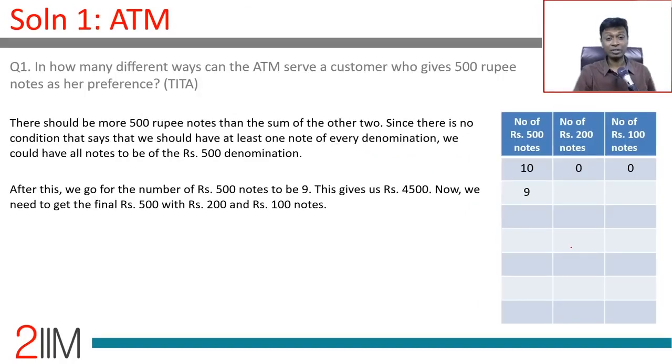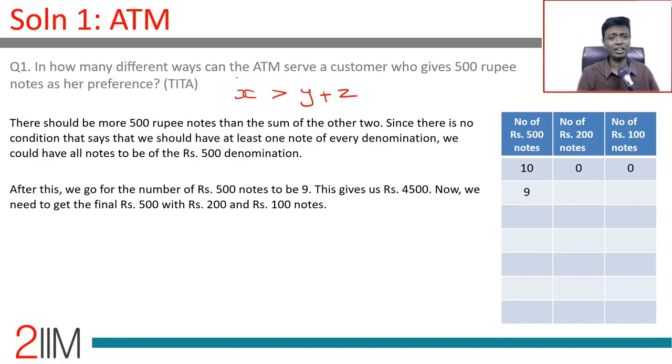In how many different ways can the ATM serve a customer who gives 500 rupee notes as her preference? 500 rupee note is the preference. So the number of 500 rupee notes should be greater than the sum of the other 2. And now remember, this question does not say that the customer should get at least 1 note of each type. So every note can be just a preferred note.